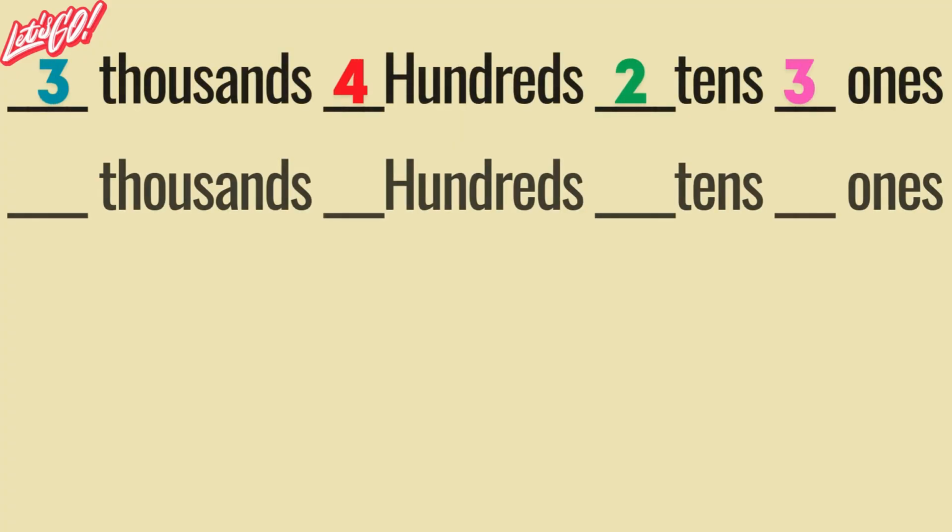Ready? So let's look at 3,423. We're going to break it apart with a 3 in the thousands place. There's a 4 digit in the hundreds place. There's a 2 digit in the tens place. And there's a 3 digit in the ones place.